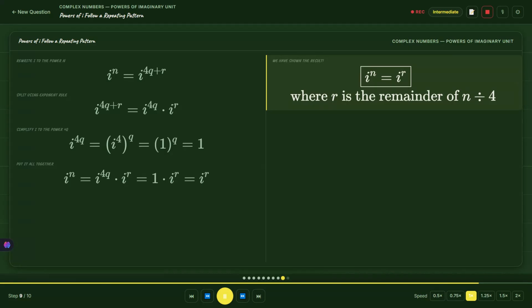And we did it. We have shown that for any number n bigger than 4, i to the power n is the same as i to the power r, where r is the little leftover when you split n by 4. That's the proof.